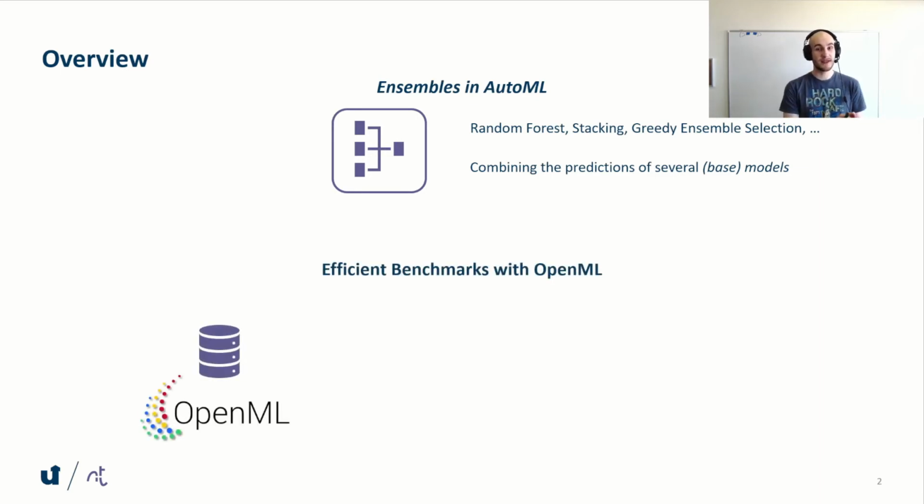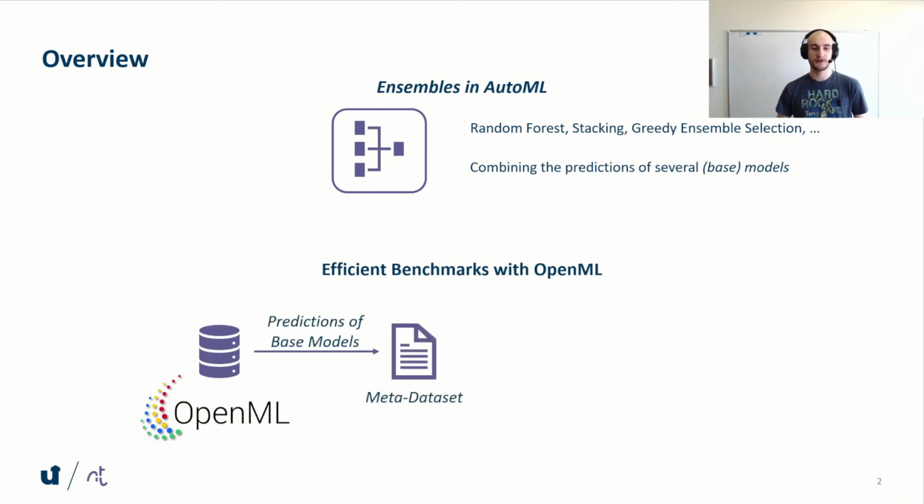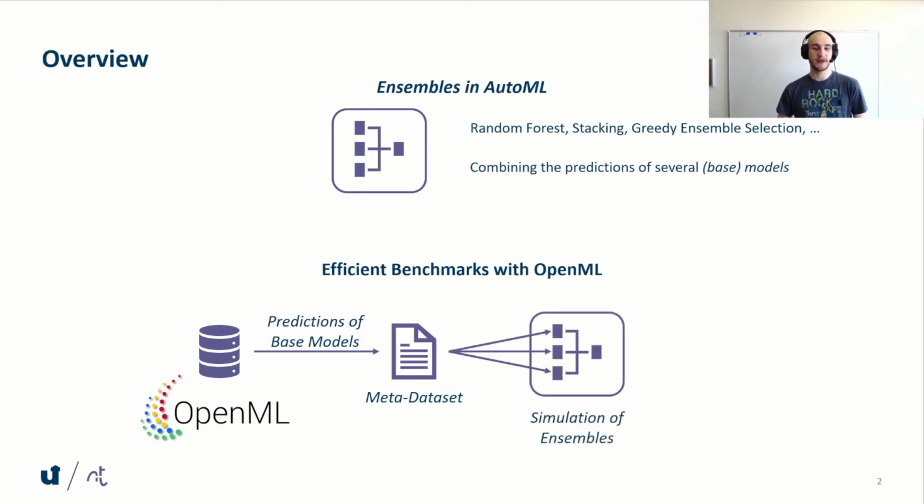OpenML is a platform containing data on machine learning experiments. In particular, it contains the data of the predictions of base models, which we can fetch and store in metadata sets. And then in a second step, we can use these metadata sets to simulate ensembles and get back their performance.